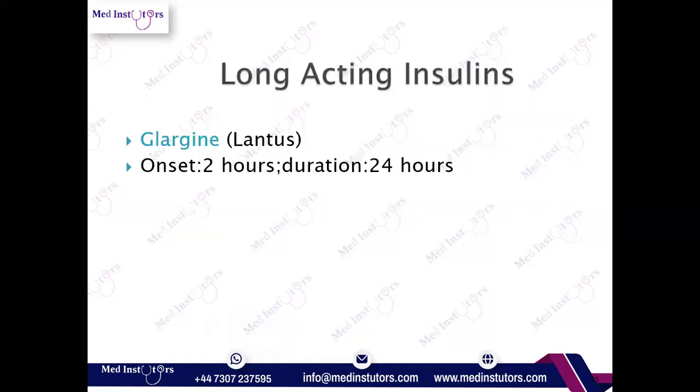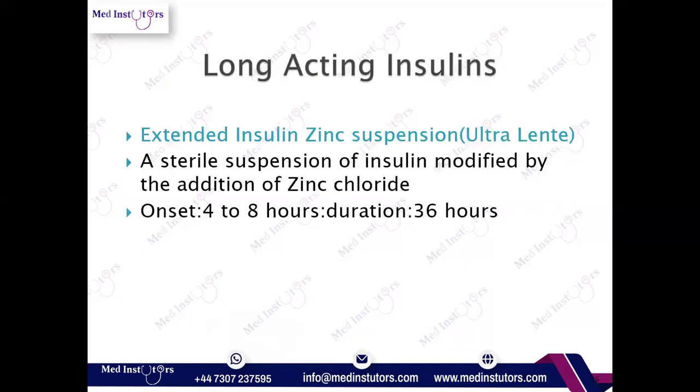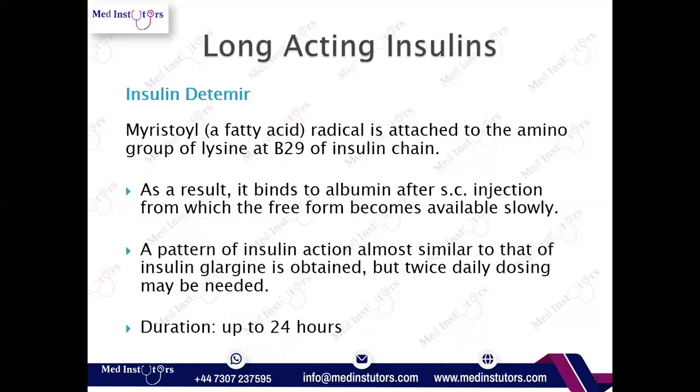Glargine onset is 2 hours, and it can last up to 24 hours. Then we have ultra lente. It is an extended insulin zinc suspension. We have the lente, the insulin zinc suspension, which was intermediate acting. The sterile suspension of this insulin modified by addition of zinc chloride made this insulin zinc suspension an extended insulin zinc suspension called ultra lente. That is also an example of a long acting insulin.